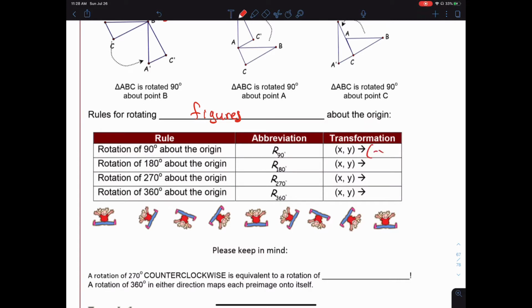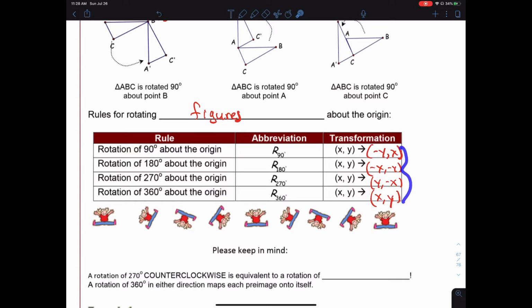It is interchanging x and y and changing the sign of the first one. The next one is negative x, negative y. That's a rotation of 180 degrees. The next one's y, negative x. That's rotating 270 degrees about the origin. And the last one is x, y, rotating 360 degrees.